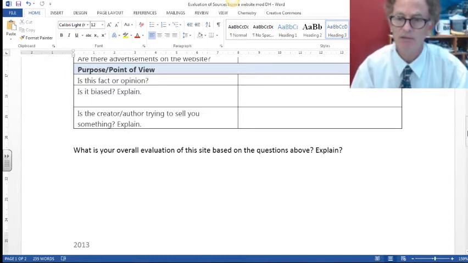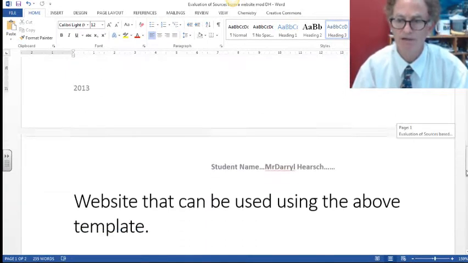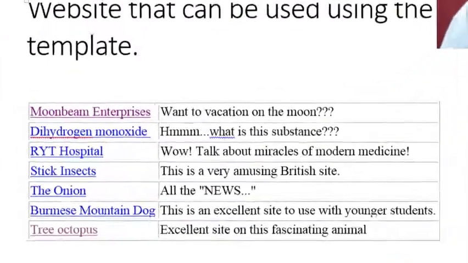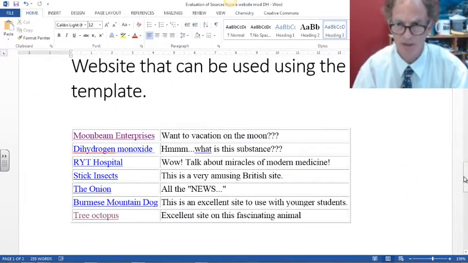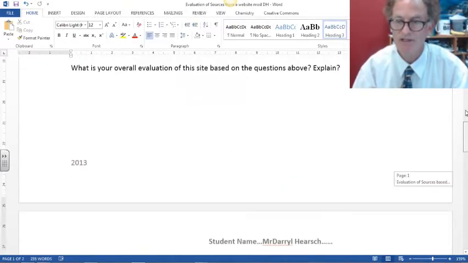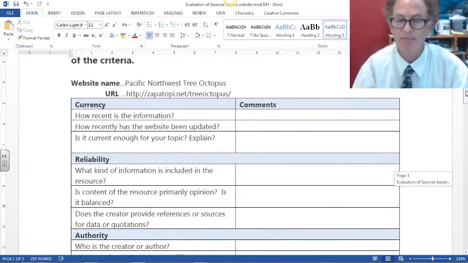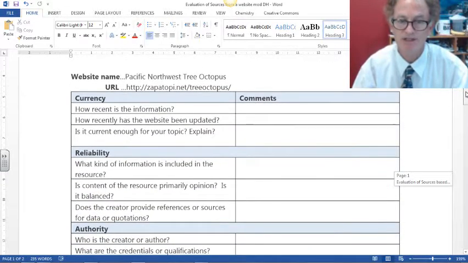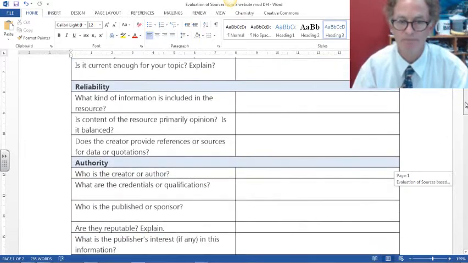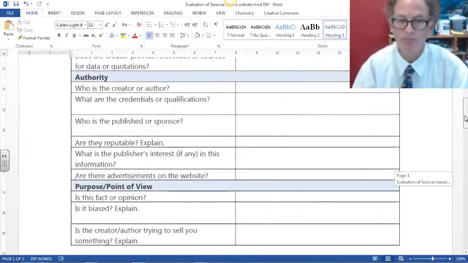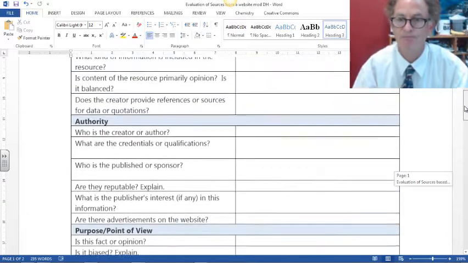Let's now basically look at a website. I'm going to look at an interesting website here. This is on the second page of that template, which is the one on the tree octopus. And so I'm going to explore this website now and see if we can answer the four main areas that we were looking at to evaluate a website. Remembering what the four areas are: currency, reliability, authority, and purpose and point of view.